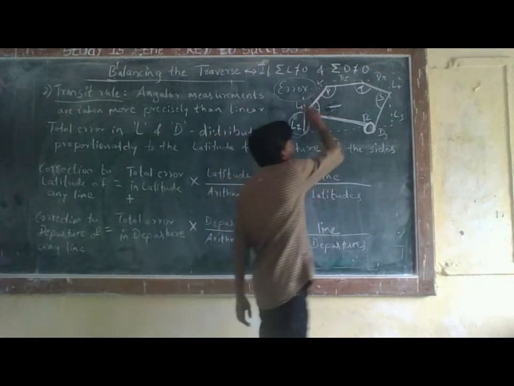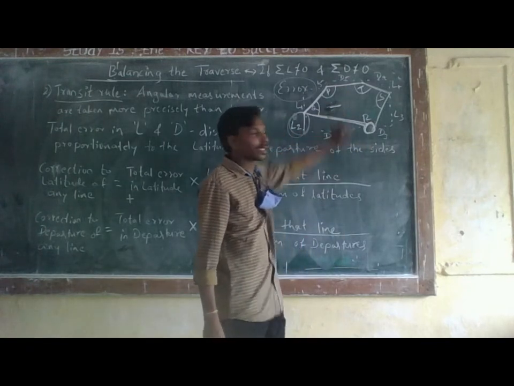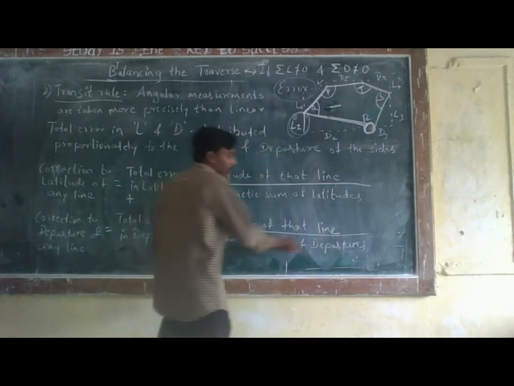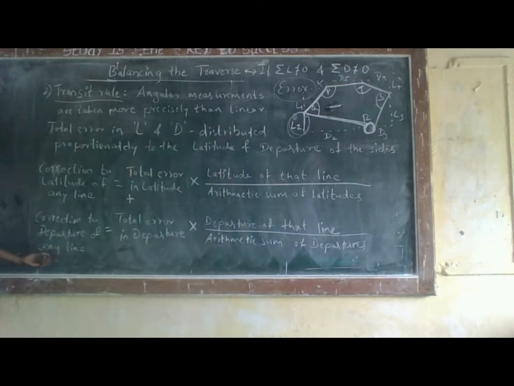You have to take the arithmetic sum of all the departures of the given traverse. Then you have to substitute the value in the denominator, and you will get the correction to the departure of the particular line. So this completes the topic transit rule. Now let's move to the problematic part.